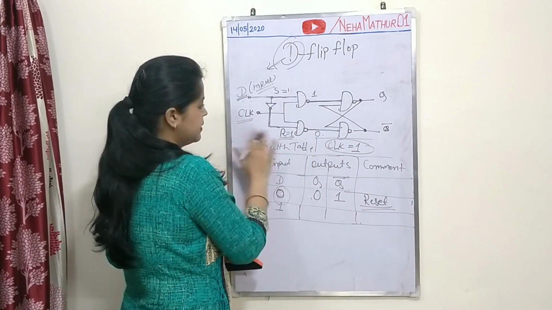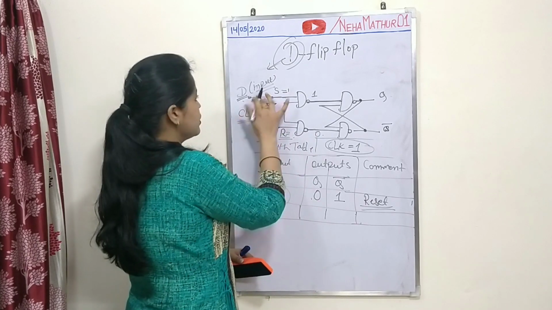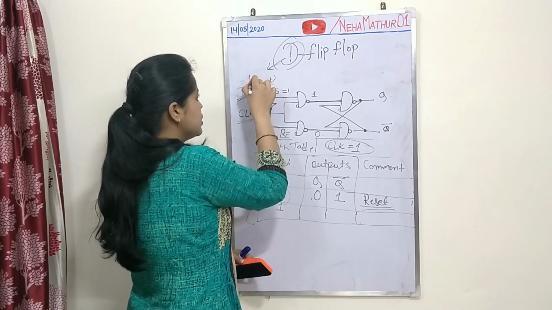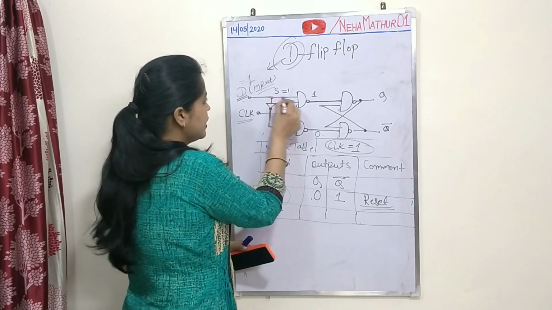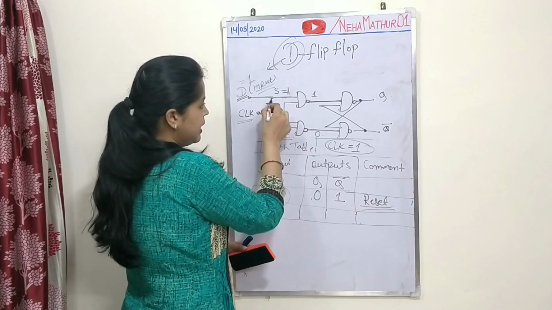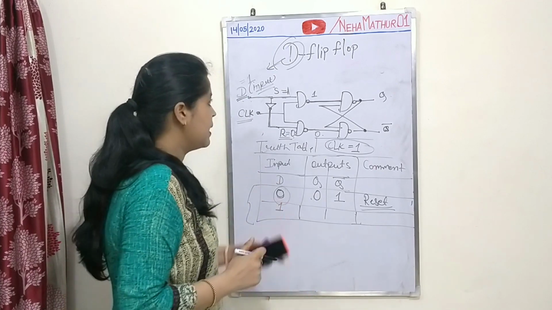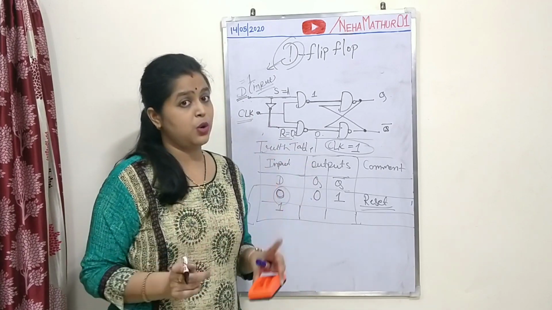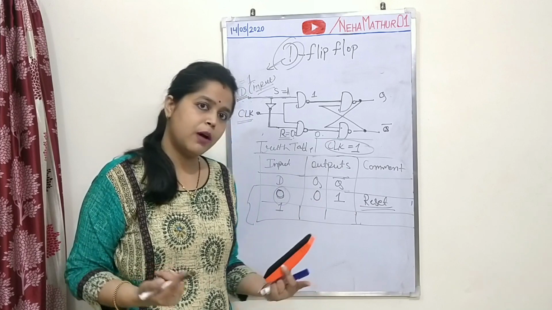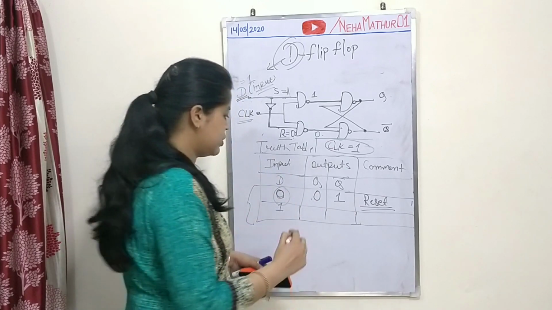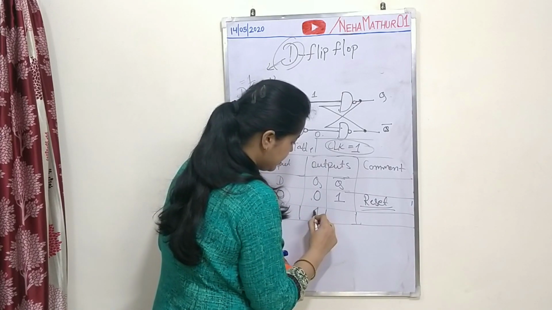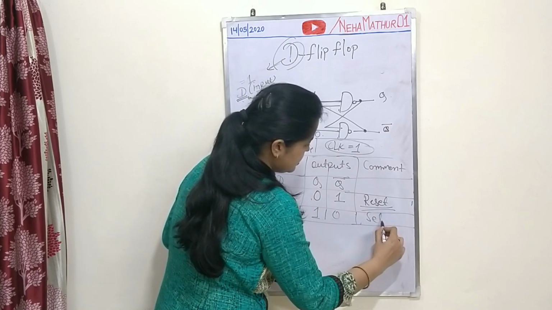when D is equal to 1. So if your D is equal to 1, that means your S is 1 and just because of this inverter your R will be 0. Now S is 1 and R is 0. As per the concept of SR flip flop, for S is equal to 1 and R is equal to 0, Q will be 1 and Q bar will be 0. That means your set state.